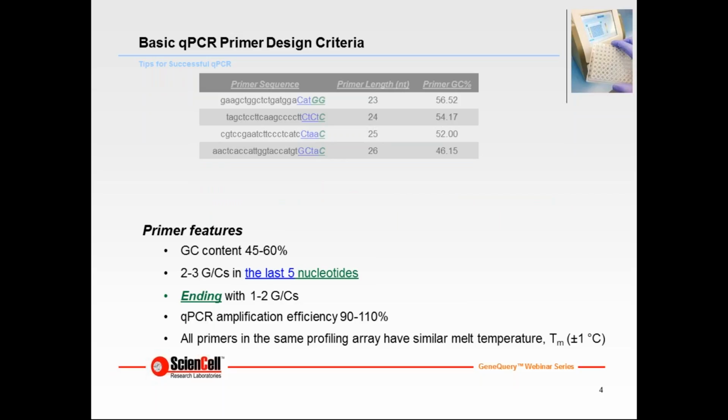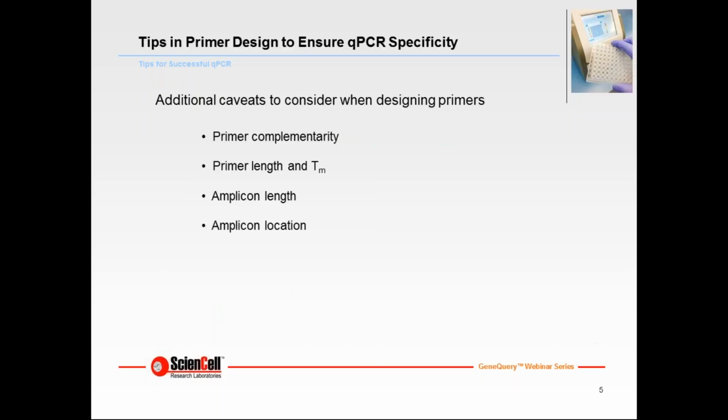Good primers should give a PCR amplification efficiency between 90 to 110%. Furthermore, when doing qPCR assays, because many genes are analyzed at the same time under the same PCR conditions, all primers in the array should have similar melt temperatures, known as Tm. Remember, good primer design isn't easy.